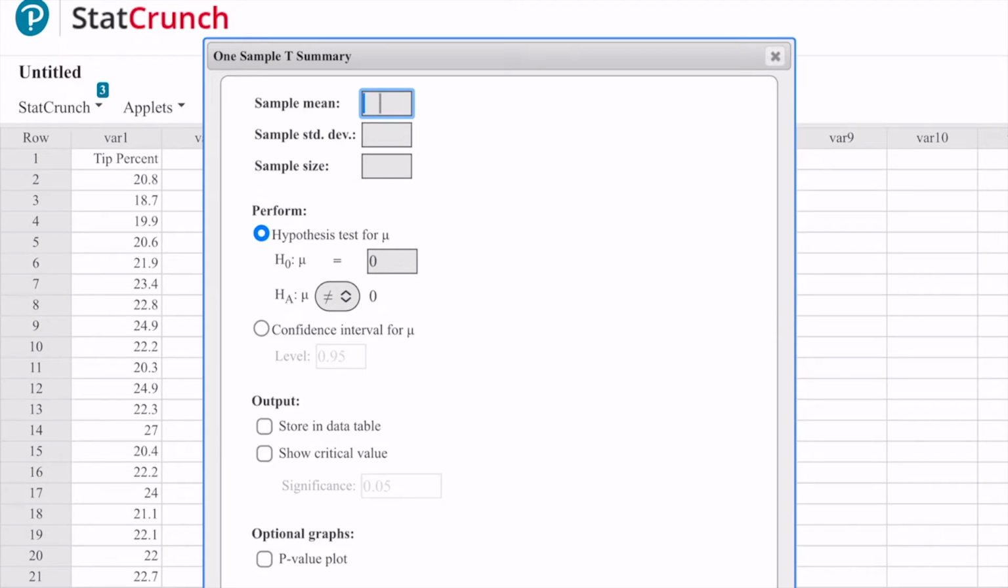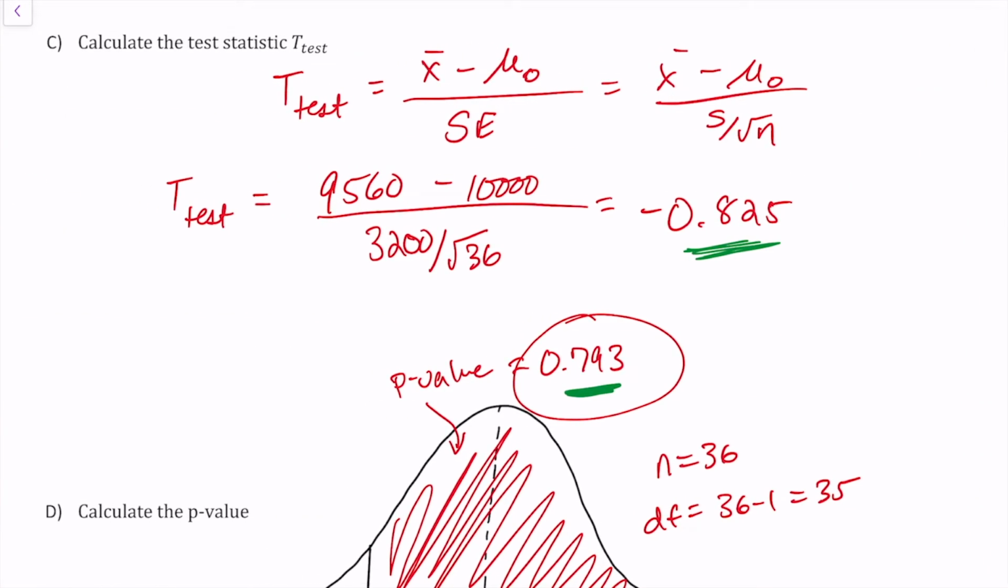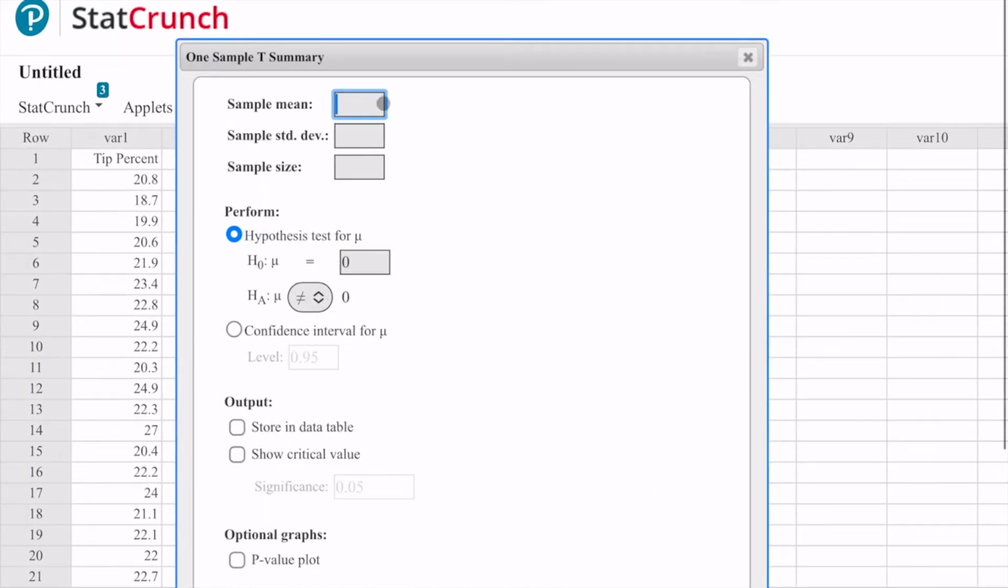So what was our sample mean? I believe that was 9560. Our sample standard deviation was 3200. And our sample size was 36.